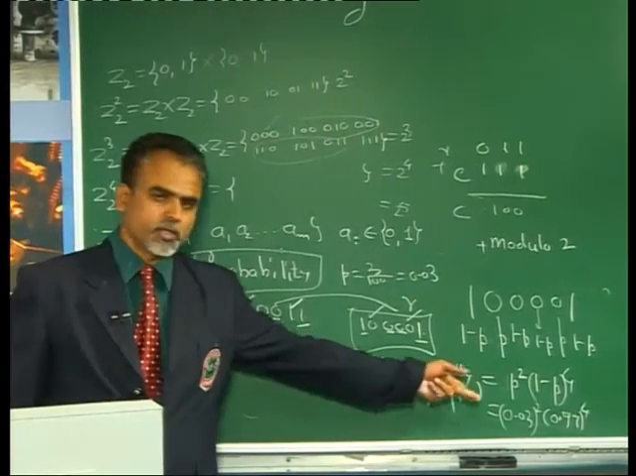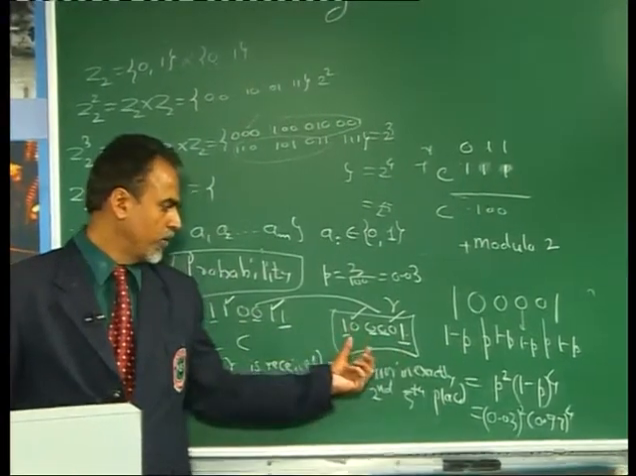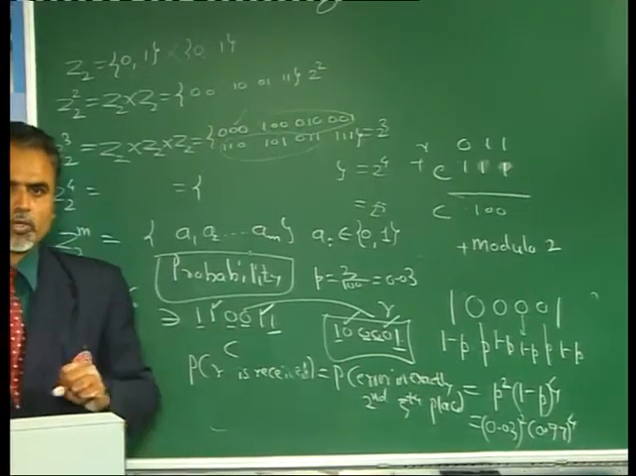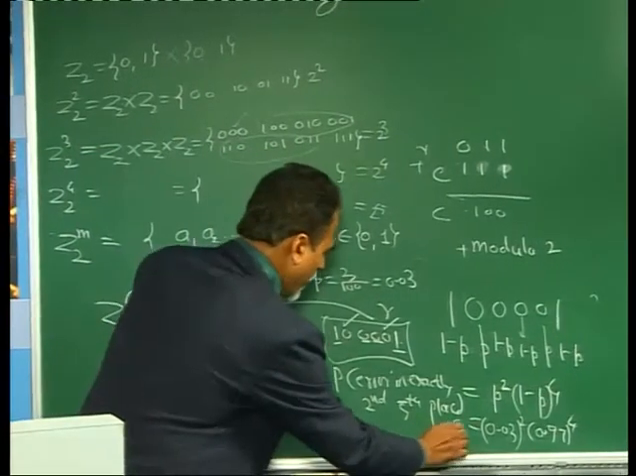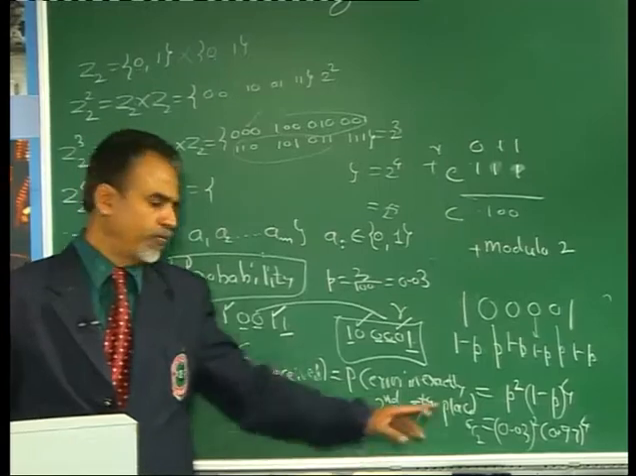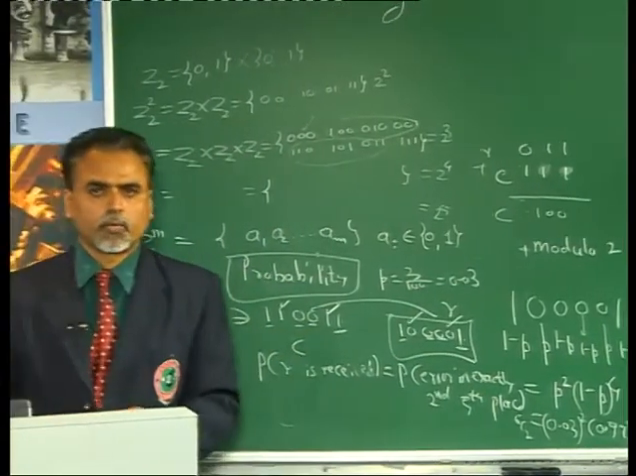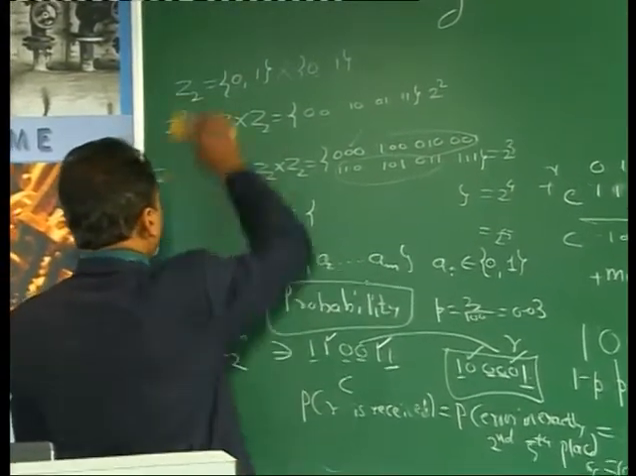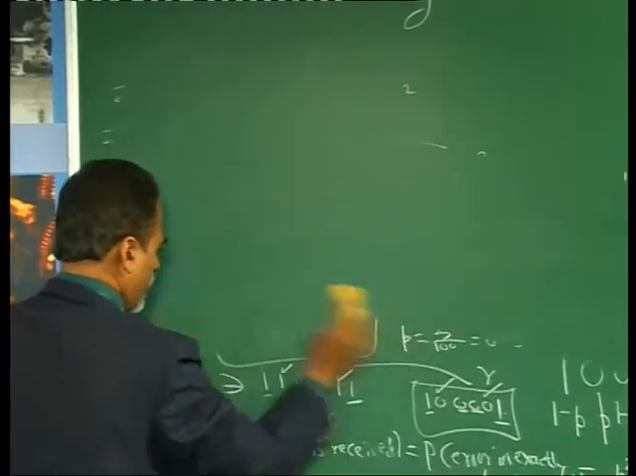If I ask for any two places, what is the probability that it will differ in two places? Out of 6, you choose any 2, that is 6C2 possibilities of the same probability, so you have to multiply here by 6C2. 6C2 means 6 into 5 divided by 2, which is 15, into this probability. Similarly, other problems can be clubbed. Using these probability laws, what we further discussed was encoding and decoding.